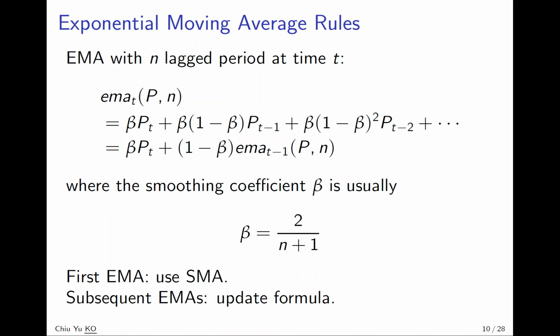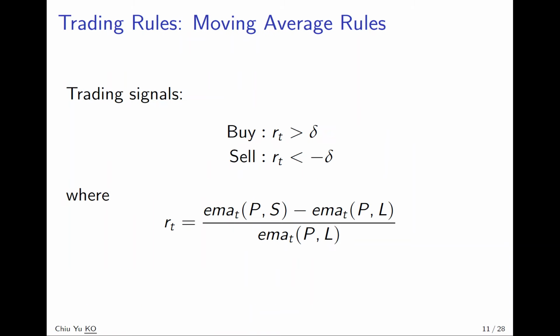And you may ask, for this updating formula, or the EMA formula, you require the first value, right? Because the update formula requires a first value, or the very long formula requires a long series. So as standard practice, for the first EMA we use the SMA, and for subsequent EMAs from the second onward you use the update formula. So for the EMA, the rule is exactly the same. Just replace SMA by EMA.